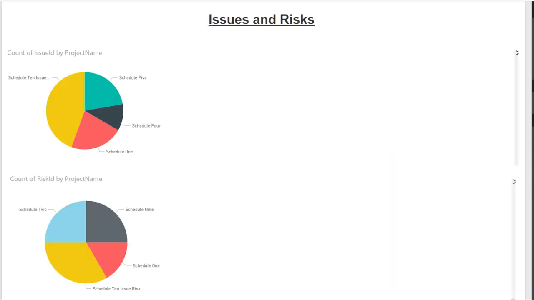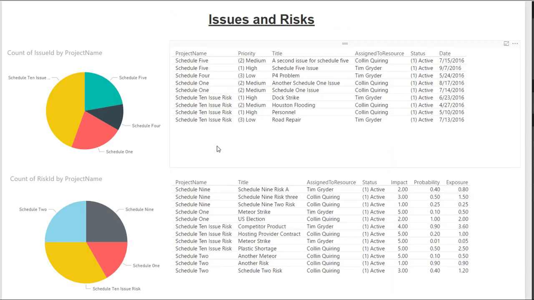We also then have the issues and risks tab. So this is showing, for all the projects right now, all of the different issues or risks. And so we can eyeball here and see that schedule 10 has the most number of issues, which correspond to right here, this list right here.